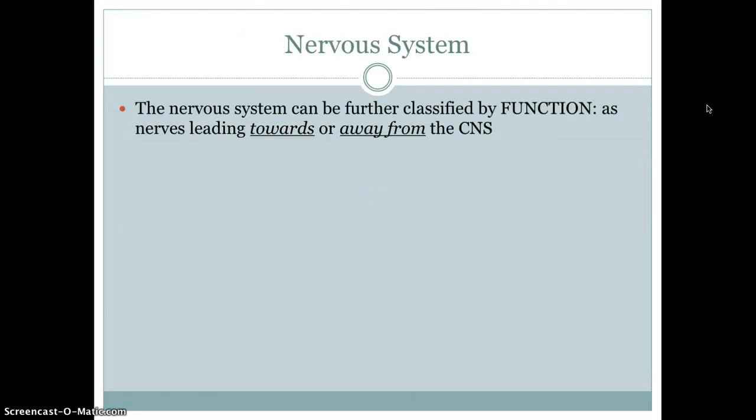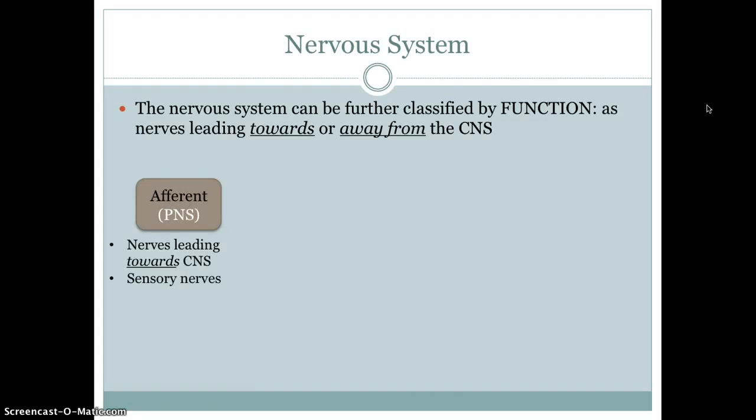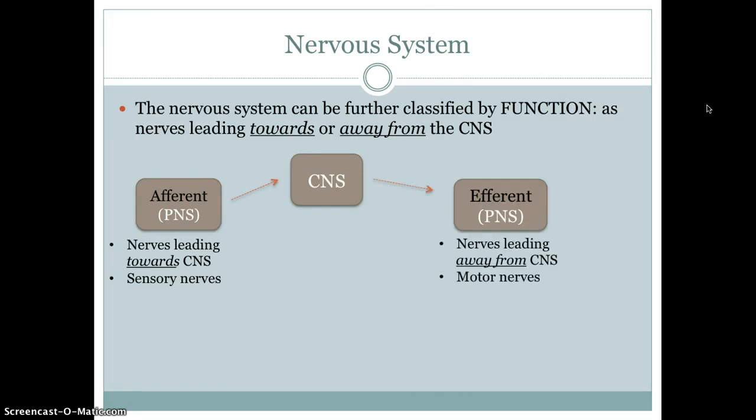The peripheral nervous system is further divided by function. Whether the nerve is leading towards or away from the central nervous system determines its classification. An afferent nerve is one that leads towards the central nervous system. These are sensory nerves that carry information from receptors in peripheral tissues and organs. The nerve reaches the central nervous system, where it is processed and a command is formed. This motor command is relayed to an efferent nerve that is leading away from the central nervous system. Think of afferent nerves as accessing the central nervous system and efferent nerves as exiting it.